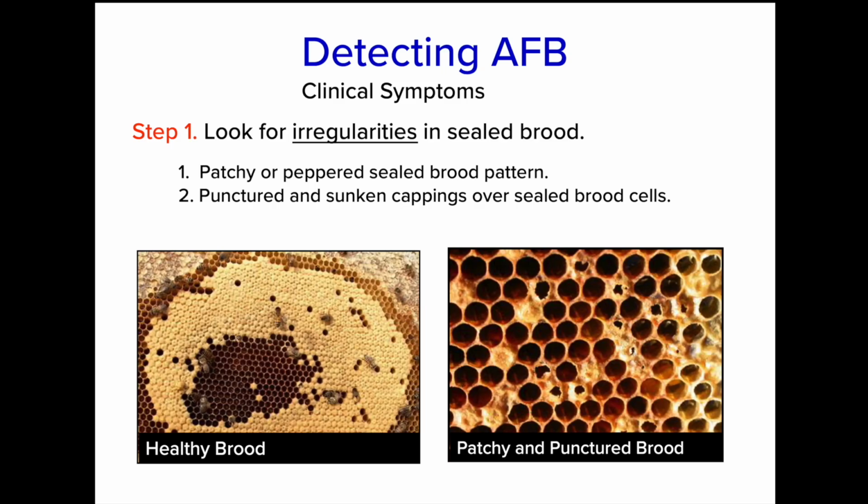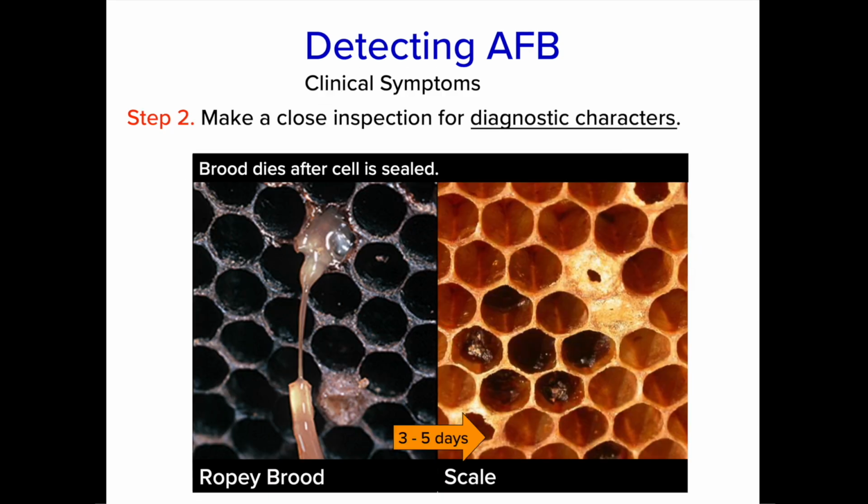Okay, let's go over the symptoms. So you're going to look through the colony, you're going to look for patchy stuff. And then you're going to look for these cells that are sunken. They're not dome-like, they're sunken in, they're raggedy and open. You're then going to go in with a toothpick and kind of pick at some of these.